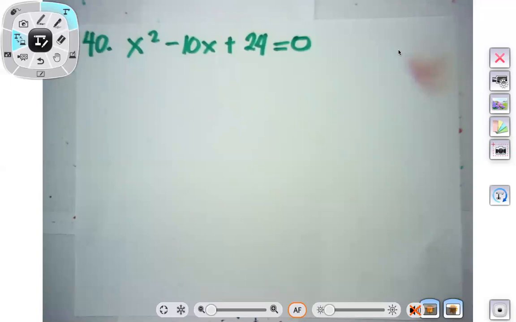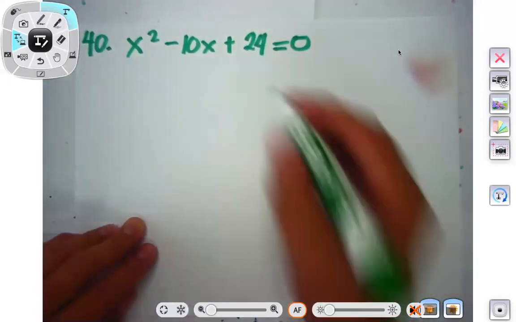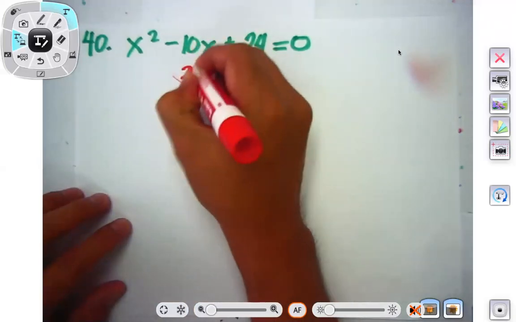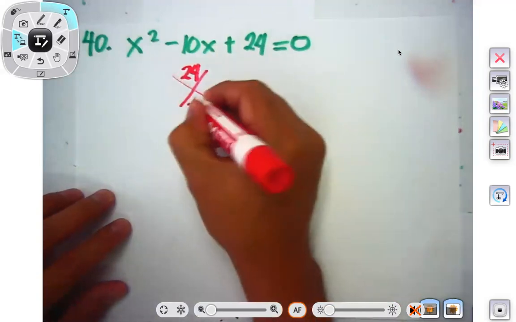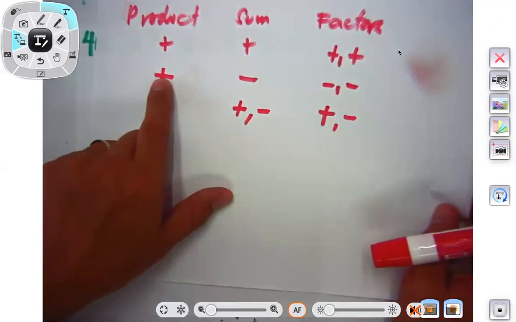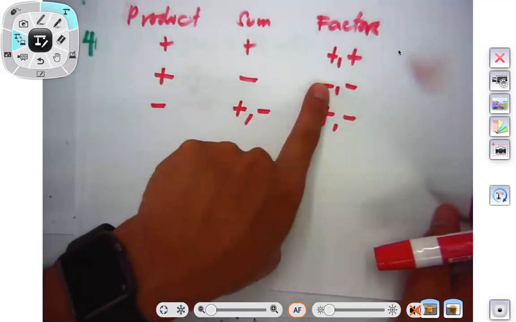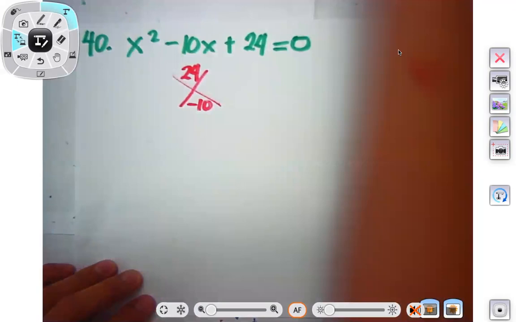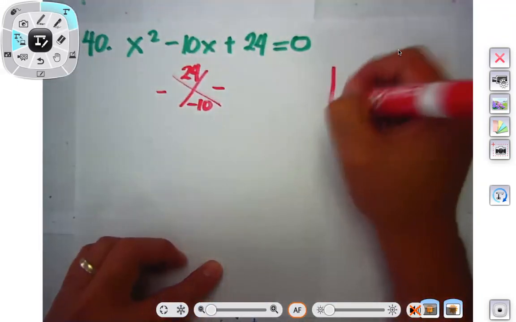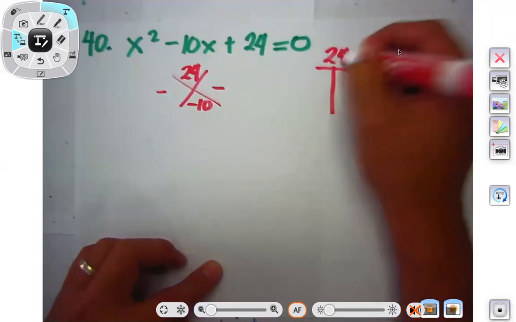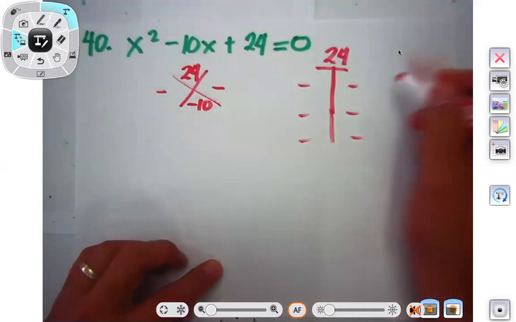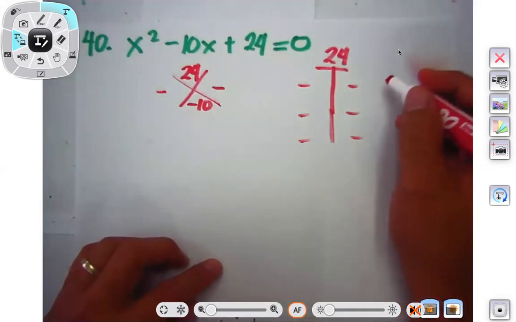40x squared minus 10x plus 20. Our product is 24. Your sum is negative 10. So which case is that? It's positive product, negative sum. So it should be both negative. So what are these negative numbers? Factors of 24, negative, negative. Can you tell me those negatives? Try out all those and get the factors whose sum is negative 10.